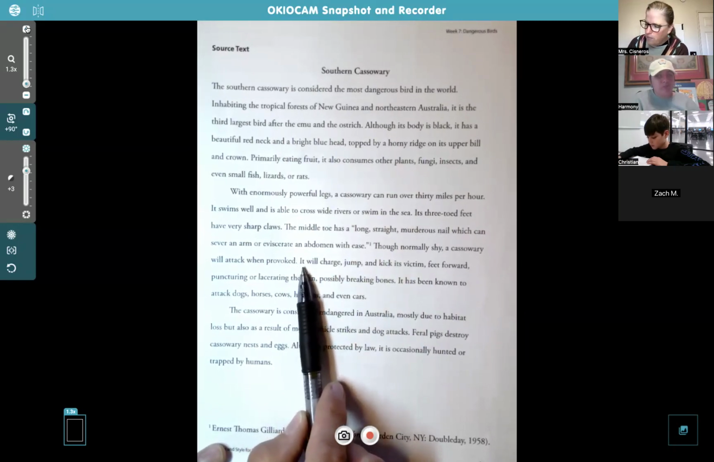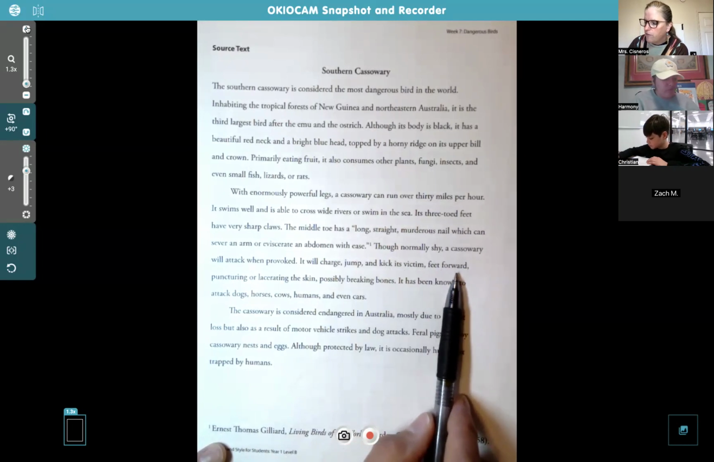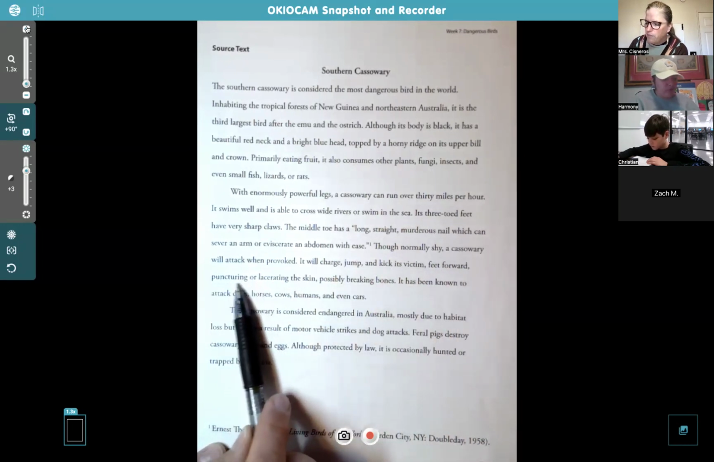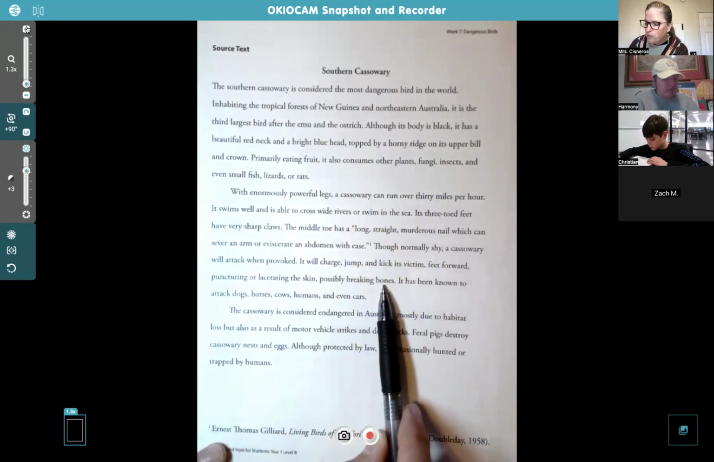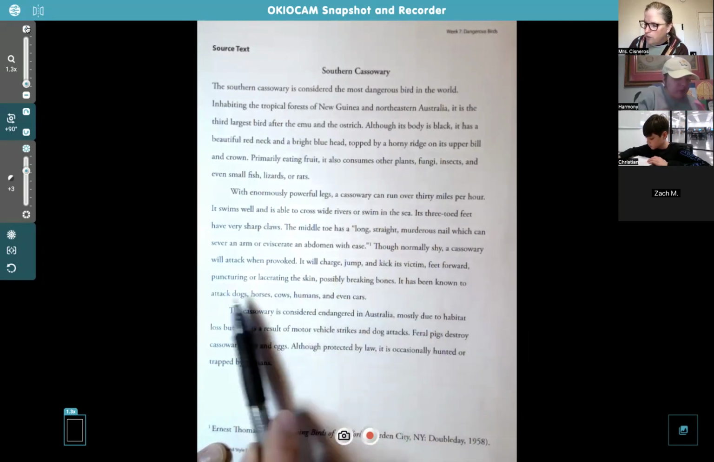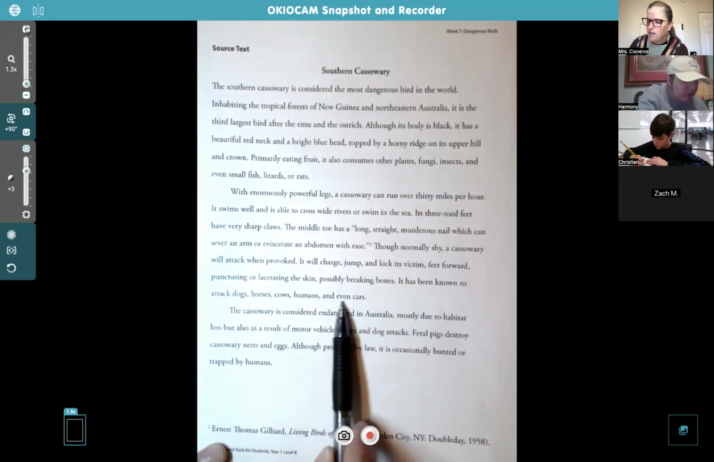Okay, anyway, I'm going to keep going here. It will charge, jump, and kick its victim feet forward, puncturing or lacerating the skin, possibly breaking bones. It has been known to attack dogs, horses, cows, humans, and even cars.